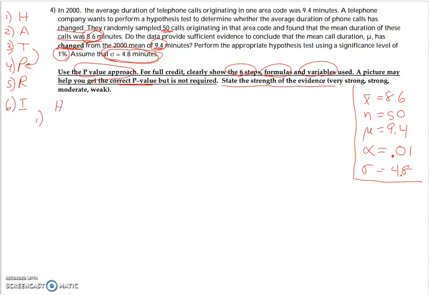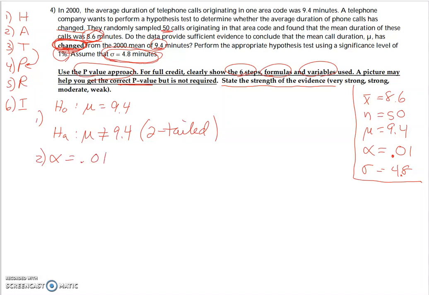Step number 1, we're going to state our hypotheses. The null hypothesis is always that the mean equals some established value, and in this case it's 9.4 minutes. The alternative is either going to be greater than, less than, or not equal to. So we look back at the problem definition here, and they're interested in if that mean has changed. So that's going to be a not equal to. So greater than or less than, it's a two-tailed situation.